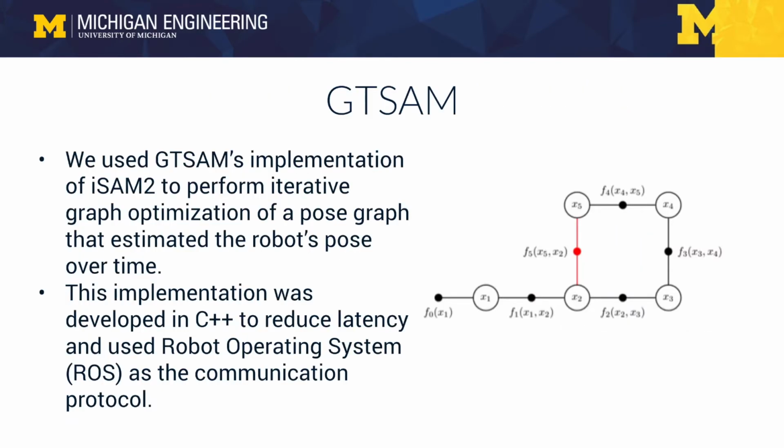GTSAM is a C++ library that implements smoothing and mapping. We use GTSAM's implementation of iSAM2 for graph optimization. This is all implemented in C++ to reduce latency, but the rest of our project is written in Python, so we use ROS to provide the communication between everything.